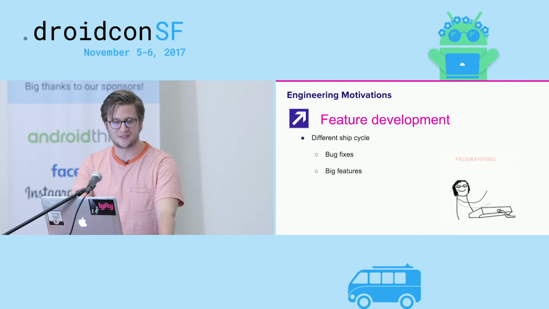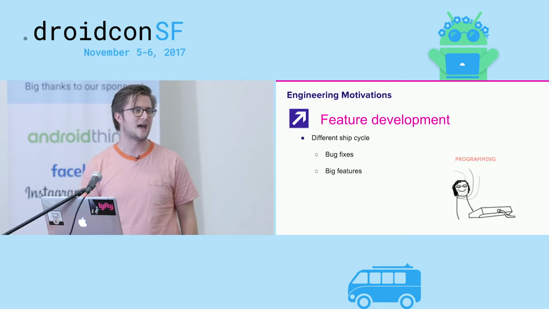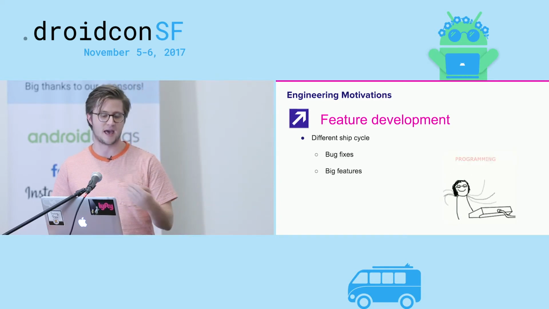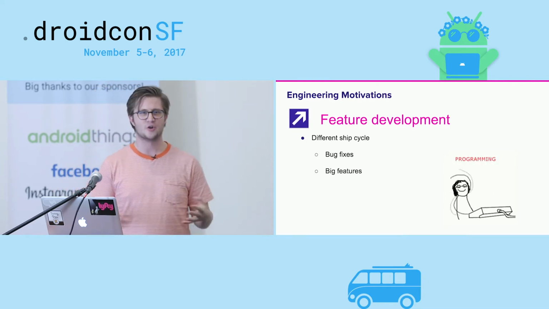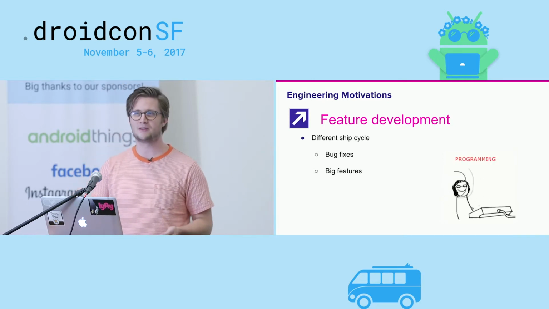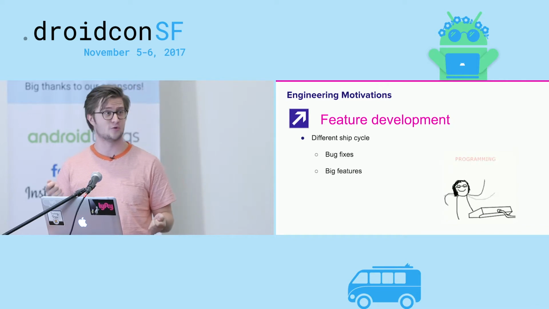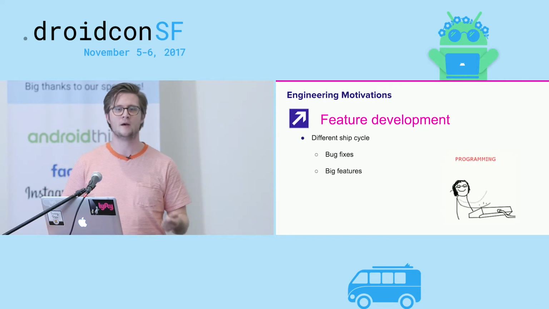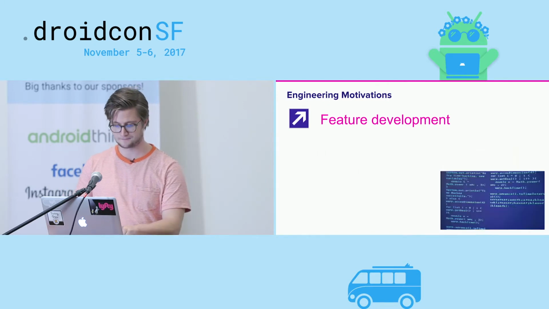Another side of this is the fact that we wanted to have different ship cycles. We didn't want to have to ship a hot fix for a passenger bug to all of our drivers and vice versa. Also, when creating large features, you're inevitably going to be shipping more bugs inside of the app. And so we were able to confidently ship larger features for passengers and confidently ship larger features for drivers without having to worry about destabilizing the other mode of the app.